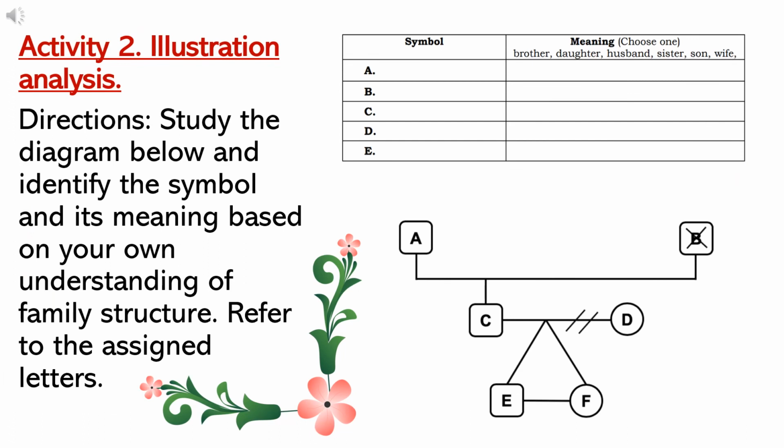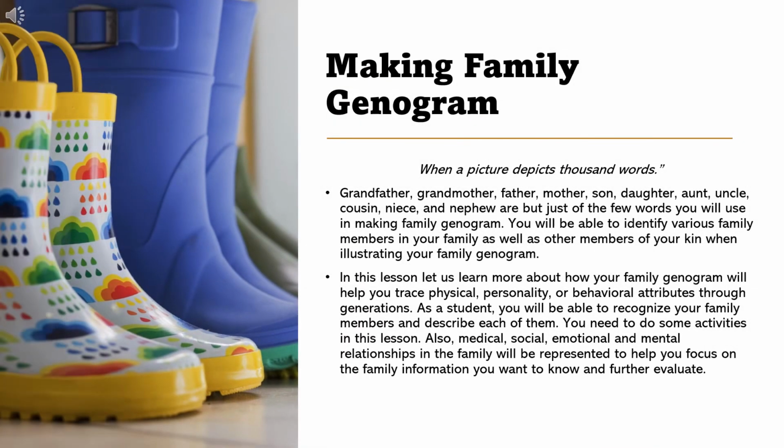Activity 2. Illustration analysis. Directions: study the diagram below and identify the symbol and its meaning based on your own understanding of family structure. Refer to the assigned letters. Grandfather, grandmother, father, mother, son, daughter, aunt, uncle, cousin, niece, and nephew are but just a few words you will use in making a family genogram. You will be able to identify various family members in your family as well as other members of your kin when illustrating your family genogram.